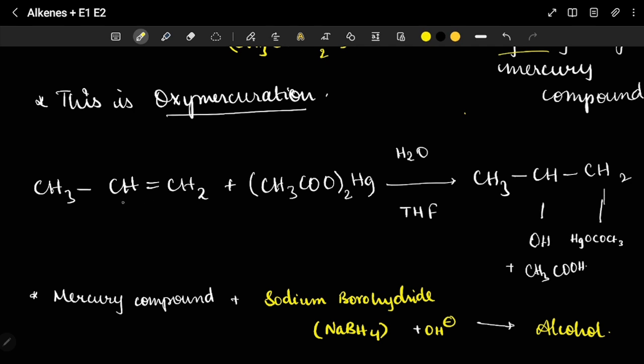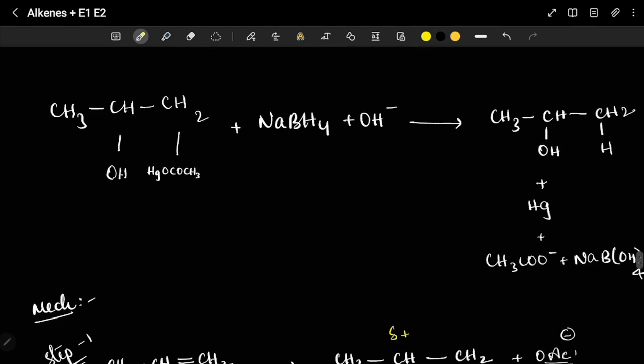So a Markovnikov product where the OH is attached where there is less number of hydrogens. Right? Means the hydrogen is attached where there is more hydrogen. Okay. And then that is formed. OH is formed here, and then HgOCOCH3, means a mercuric acetate part is here. It got attached here, and acetic acid is formed out. How? Let's see the mechanism first of oxymercuration.